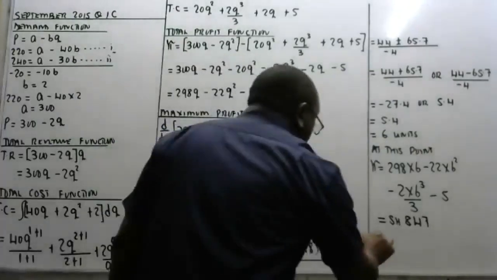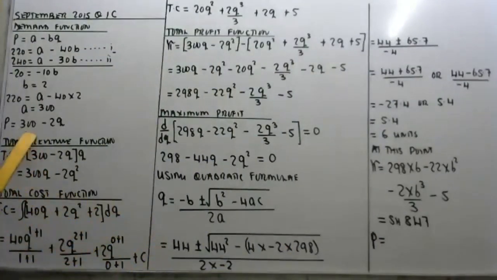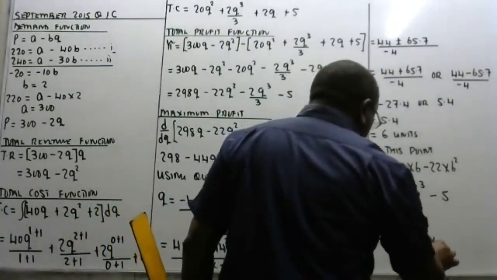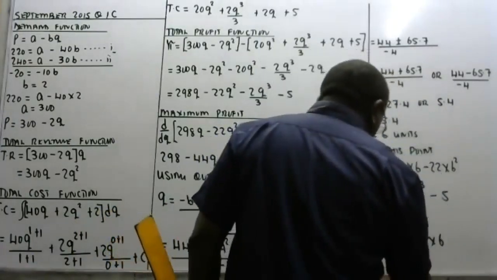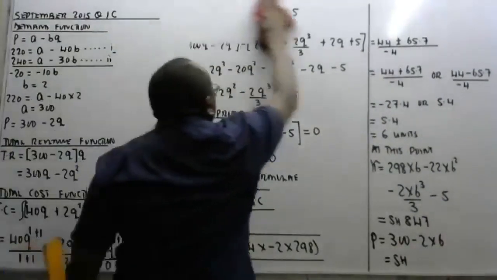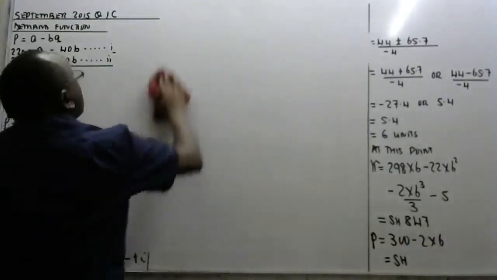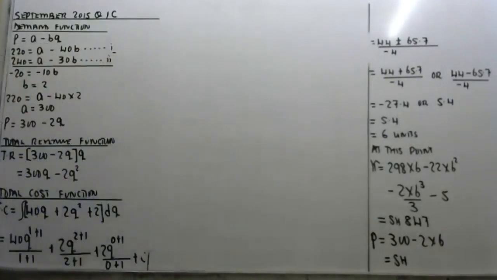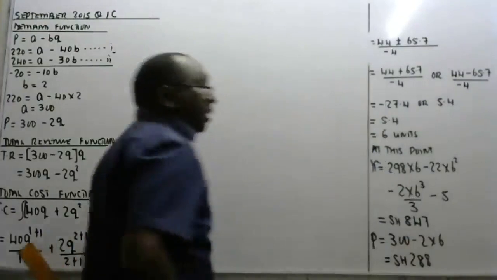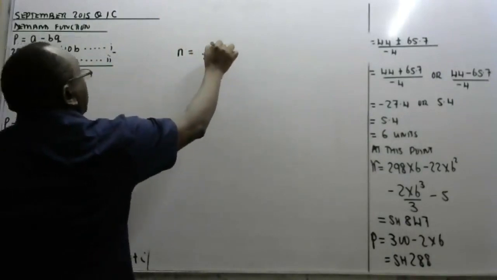We had also been asked for the price. So the price, you get it by substituting that value in this function for the price, the one that we had gotten as 300 minus 2Q. 300 minus 2 times 6. That is shillings. $288.